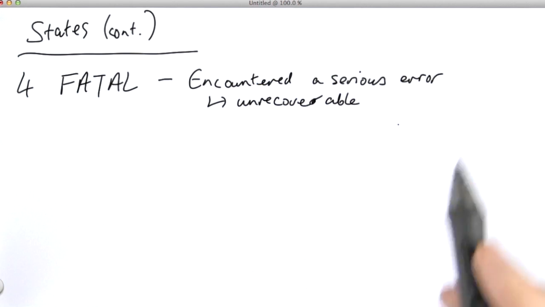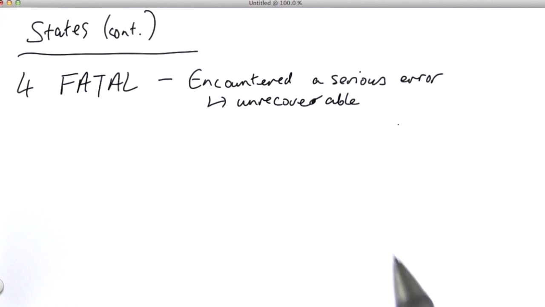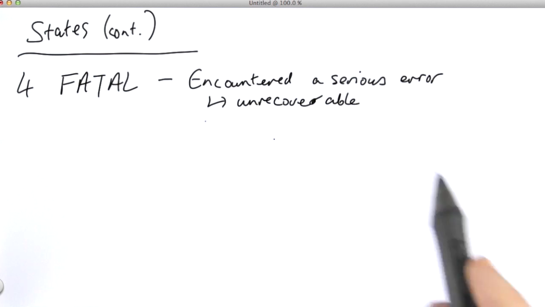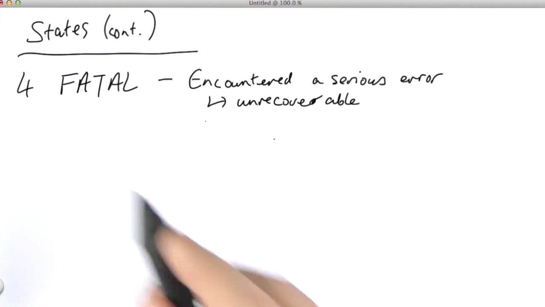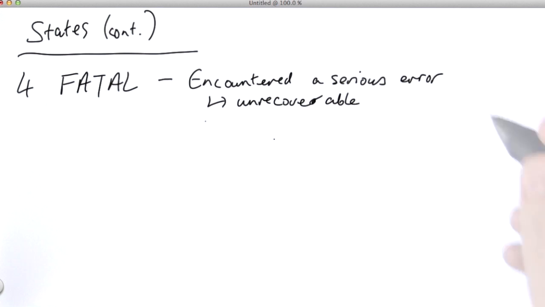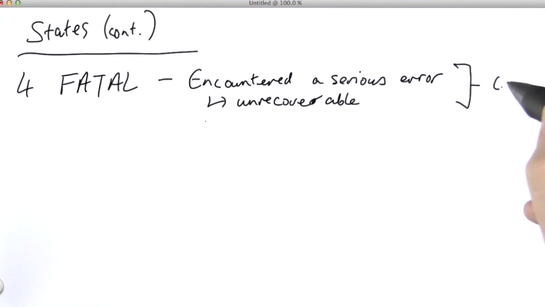So basically, this MongoDB instance has tried to start, tried to join a replica set, and has encountered such a serious error that it has decided that it's unrecoverable, it's impossible for it to reach a good state, and it has just entered into the fatal state and essentially given up. When a member is in this state, it cannot vote.